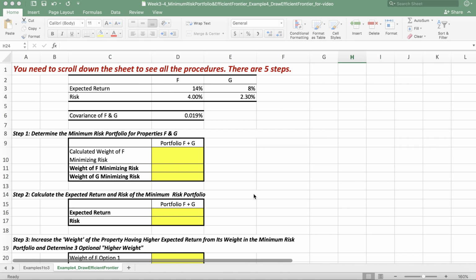So if you recall, the first step is to determine the minimum risk portfolio for these two properties, and the minimum risk portfolio sits on the leftmost side of the efficient frontier. For the two properties, property F and property G, we have assumed an expected return for each property, and we have a risk for each property. The covariance between the two properties is also assumed at 0.019%. These figures are the same as those shown on the lecture slide for example 4. So the illustration of drawing an efficient frontier is for example 4 on the lecture slide.